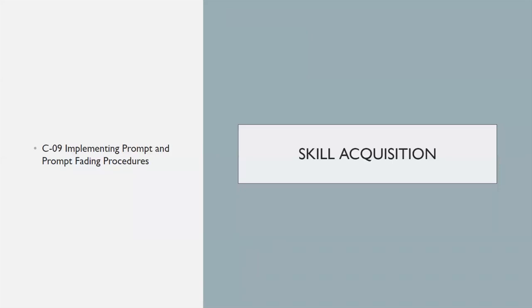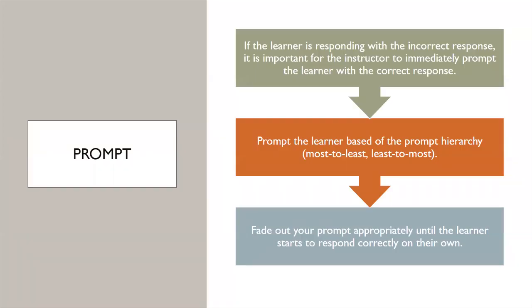In this section, we are going to discuss implementing prompt and prompt fading procedures. What is a prompt? A prompt is a way to assist a learner when teaching a new skill. If the learner is responding with an incorrect response or is being introduced to a brand new skill, the RBT most likely will immediately provide a prompt to the learner with the correct response.